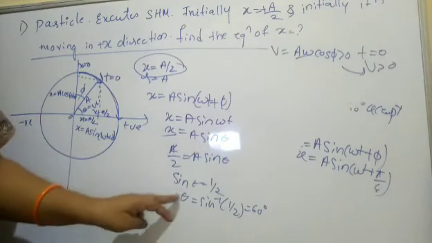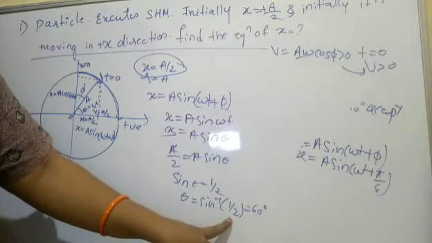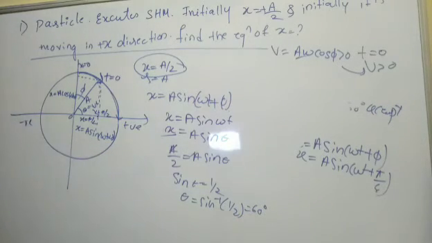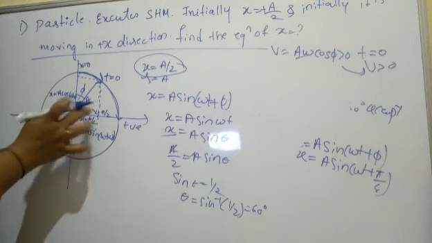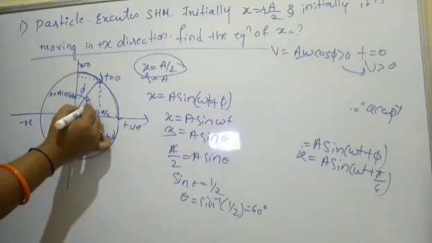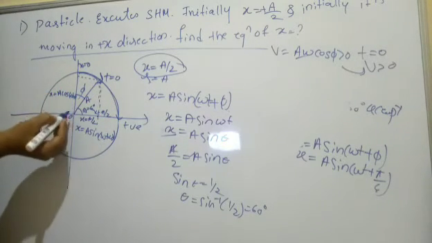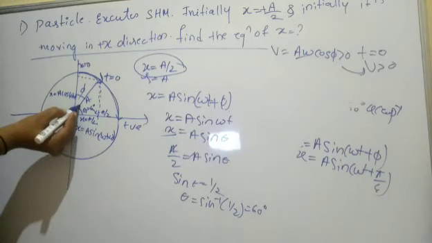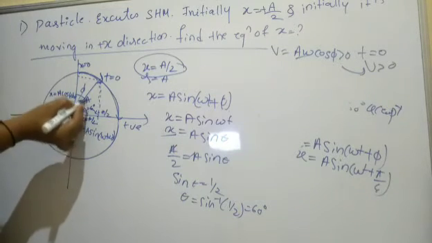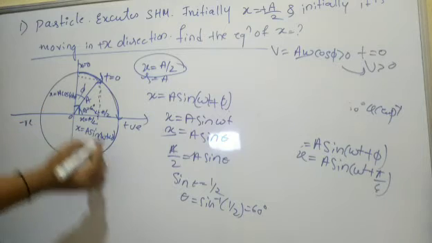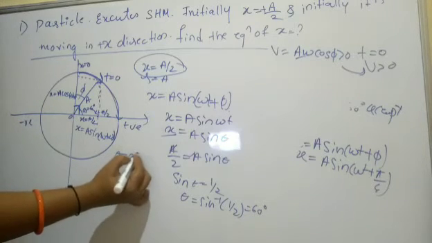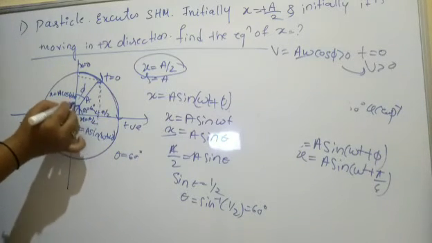So A cancels, and what remains is the sine inverse of 1 by 2, that is 60 degrees. That means we got theta is equal to 60. Now I will write it here: theta is equal to 60 degrees. Look at here, this complete form is theta plus phi. As we got theta is equal to 60 here, the complete projection is there.